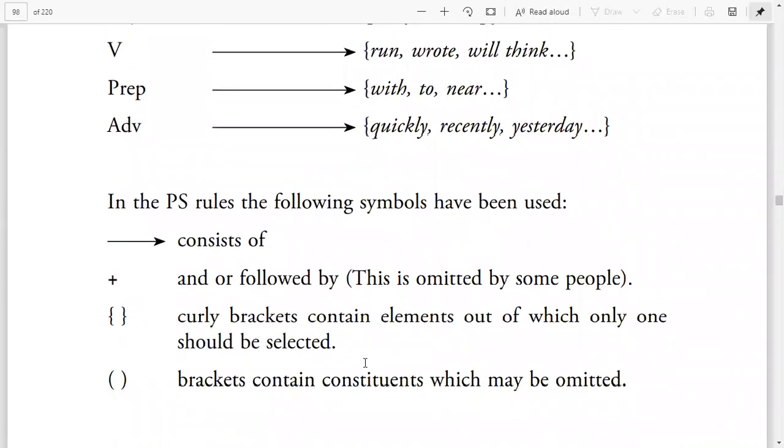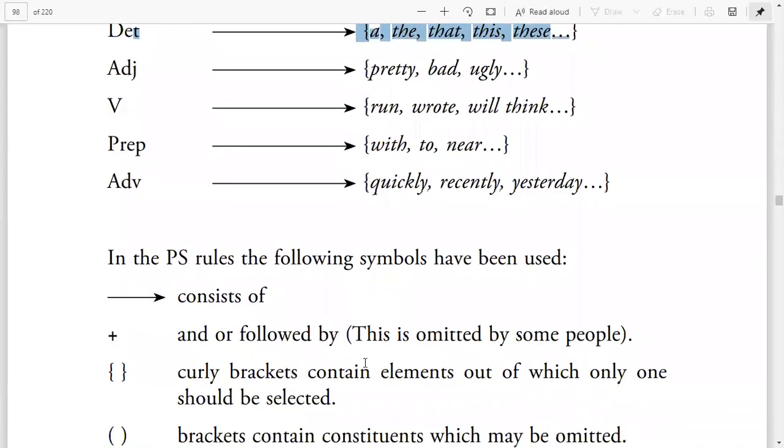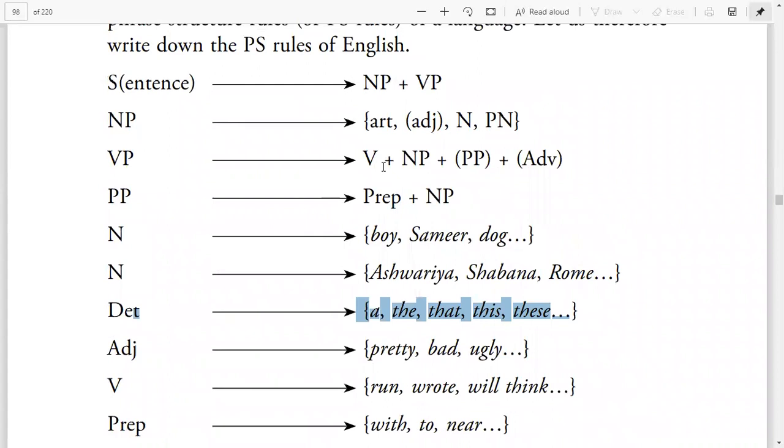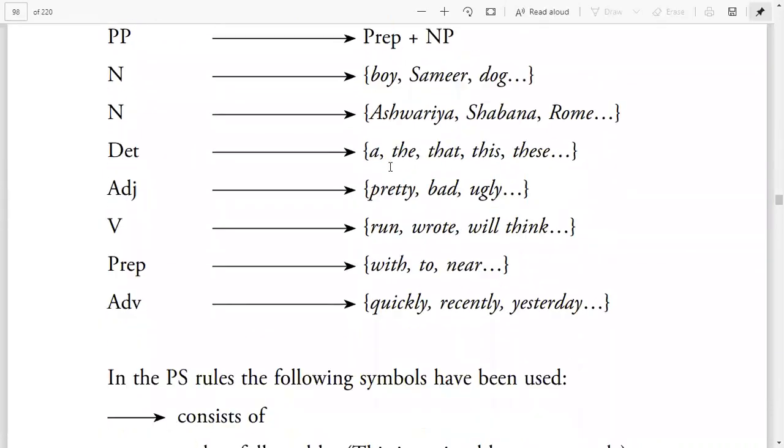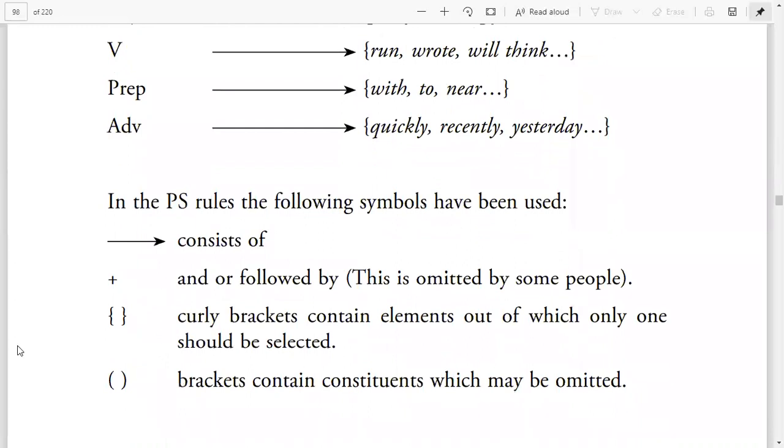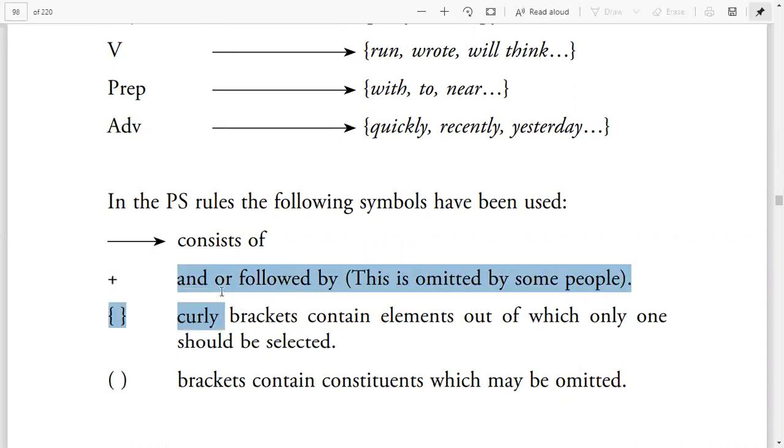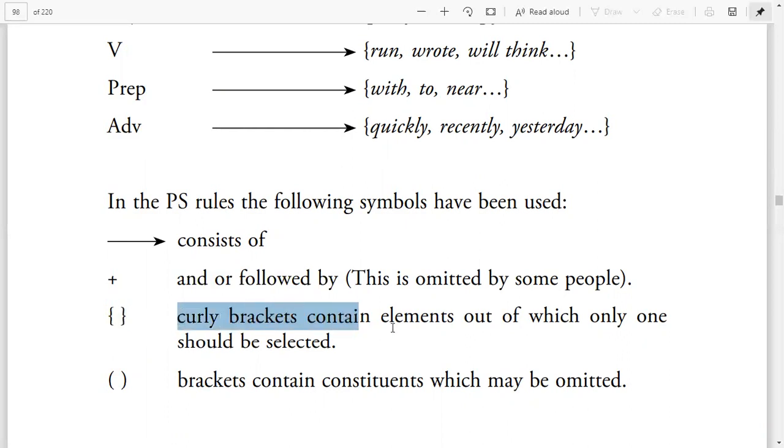And here in the above list, where the sign plus is mentioned, like this one, it shows "and are followed by"; this is omitted by some people. So plus denotes "and are followed by", right? So it does mean it has some more terms in the list, wherever plus is mentioned and wherever this medium bracket is given, or curly brackets are given. So these curly brackets contain elements out of which only one should be selected.